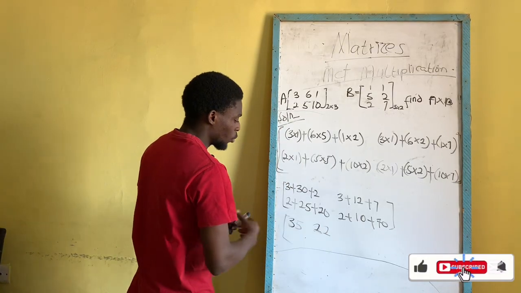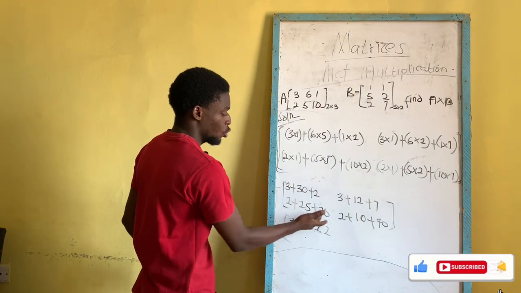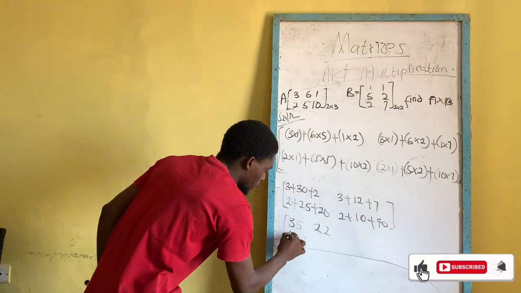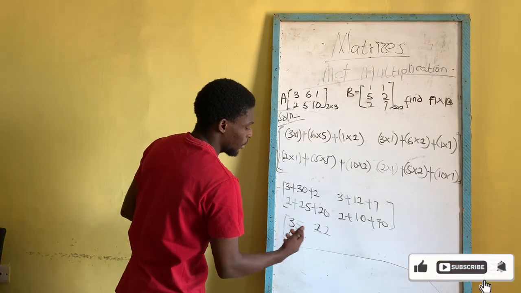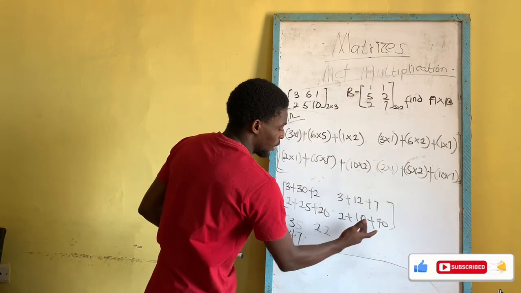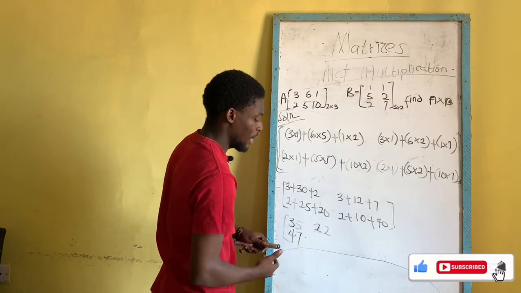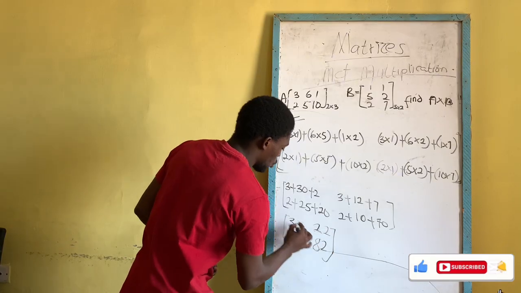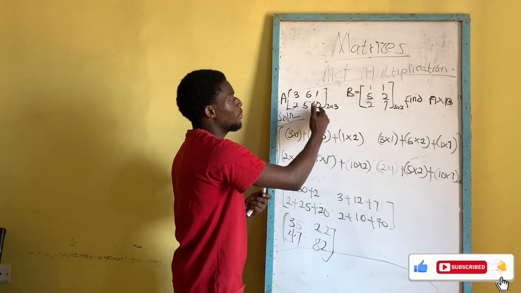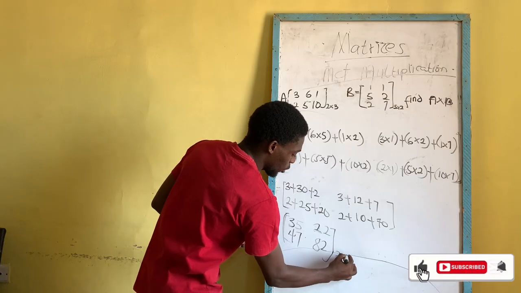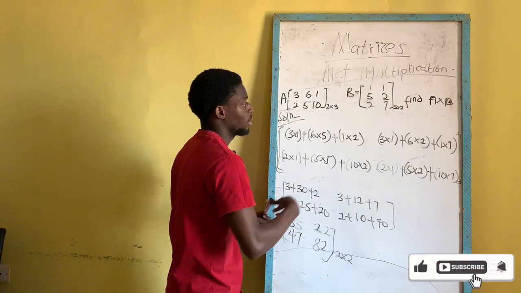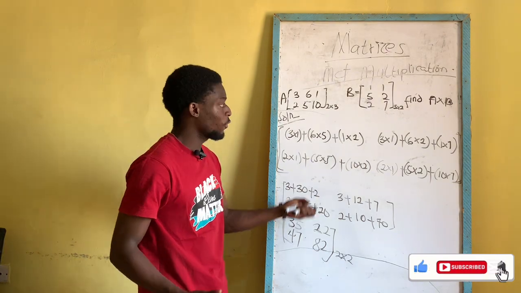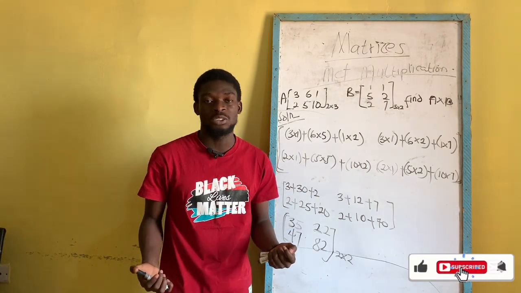Now the third element. We have 20 and 25 here. So 20 and 25 is 45. 45 plus 2 is 47. Fourth element. We have 70 and 10 here, which is 80. Then 80 plus 2 is 82. So if you multiply this matrix A by matrix B, you are going to have a resultant, which is a 2 by 2 matrix. That's 35, 22, 47, and 82.